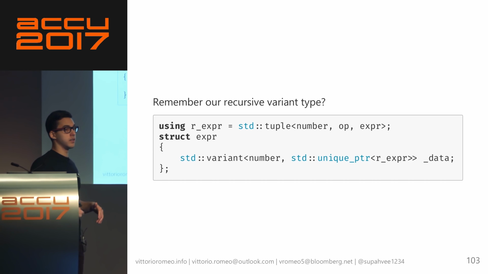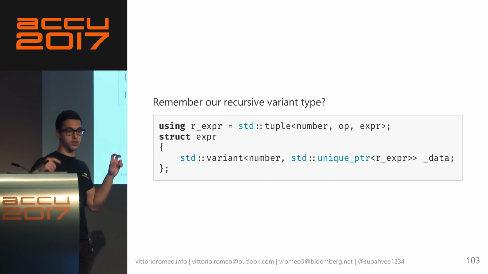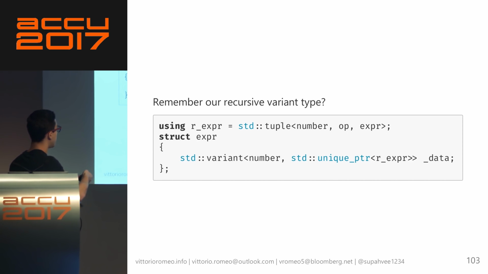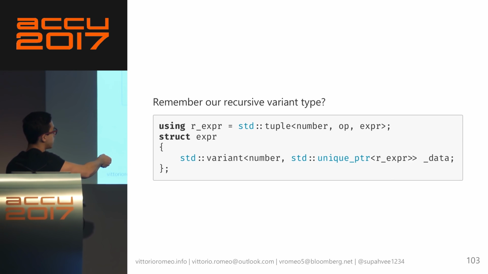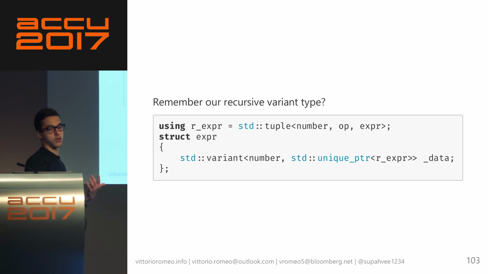Now we want to define the top-level variant, which is the recursive variant. In order to do that, we need to define it inside the implementation of expr. And the variant will be between the base case and the recursive case, which internally uses expr, which internally contains the variant. So this is how we achieve the recursion.